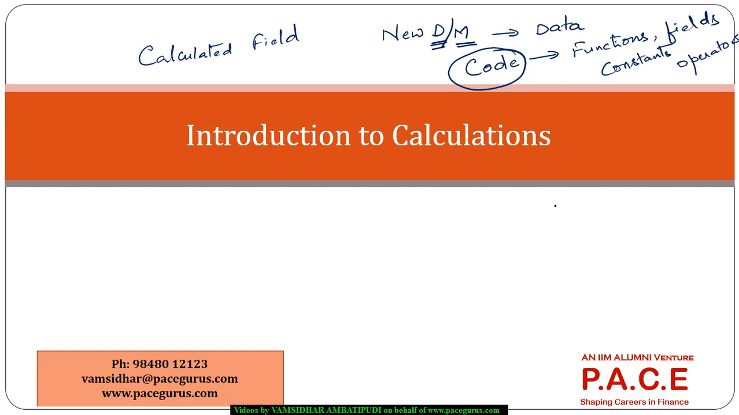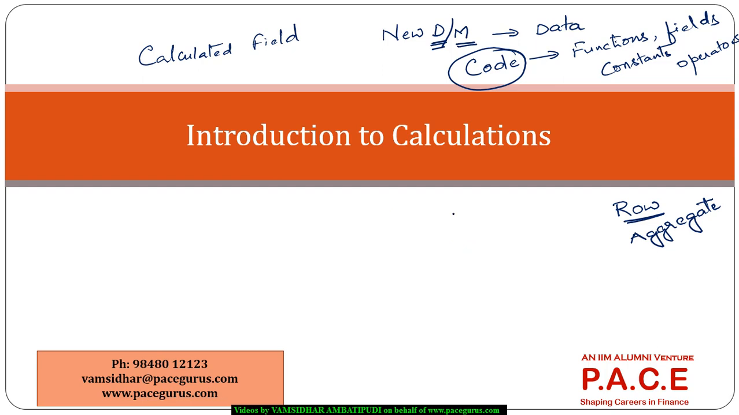Now this kind of calculation I can have per each row, then we call them row level, which means for every record I am creating one new field. Or it could be an aggregate, which means I'm doing some kind of aggregation, summation across different records. So that's an aggregate level calculation, or in some cases it could be a table level.